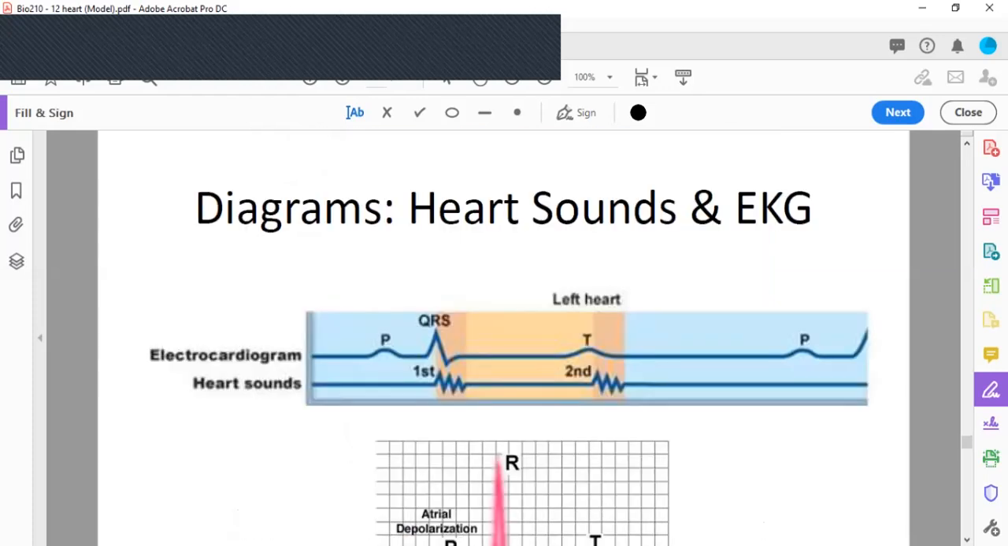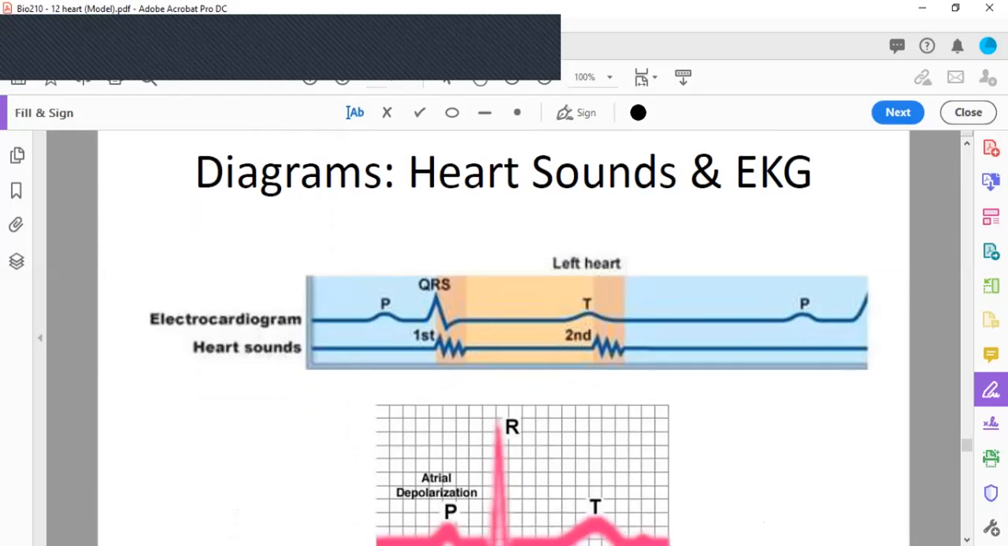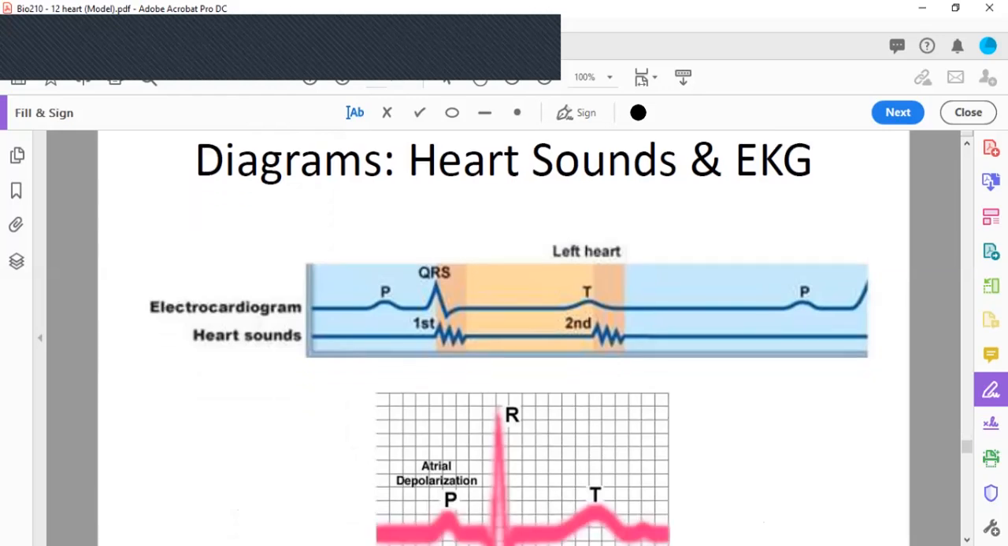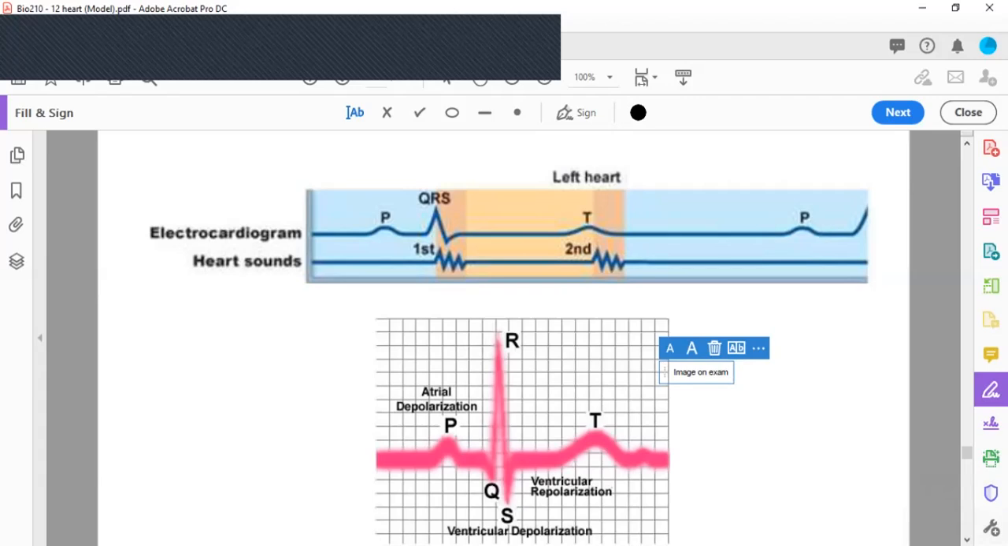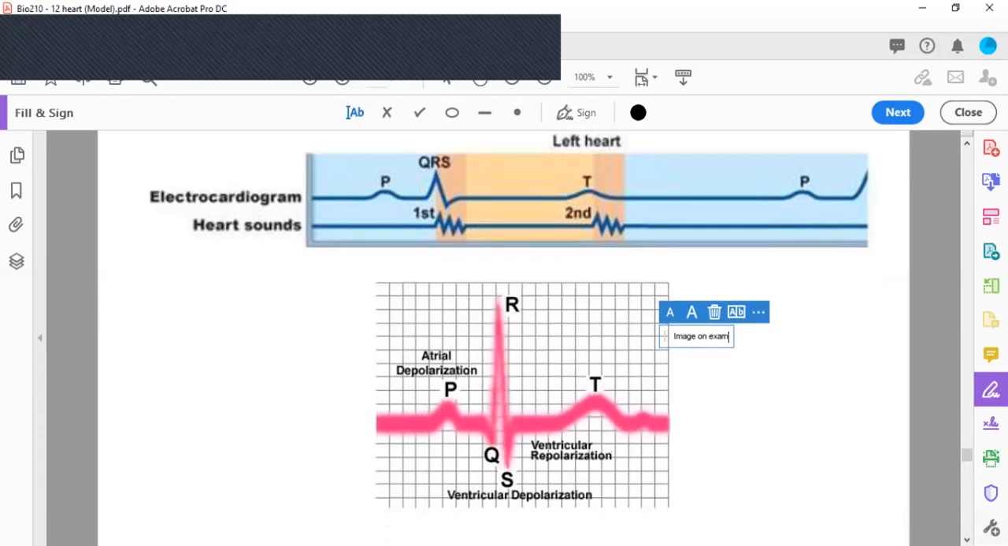First one, EKG: P, QRS, and T wave. I'm going to use this image right here, this image to be used on exam. Image on exam. I mentioned this a while back. Any questions on this? We're done with the EKG and we're done with the heart sounds.